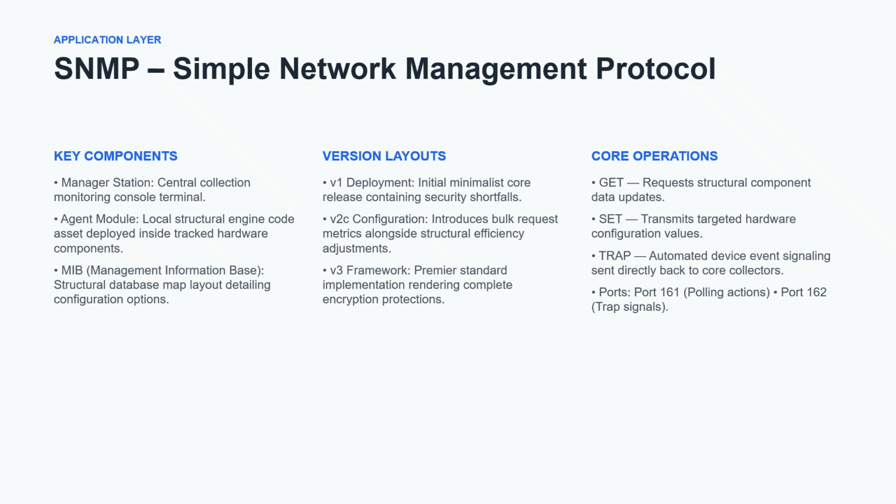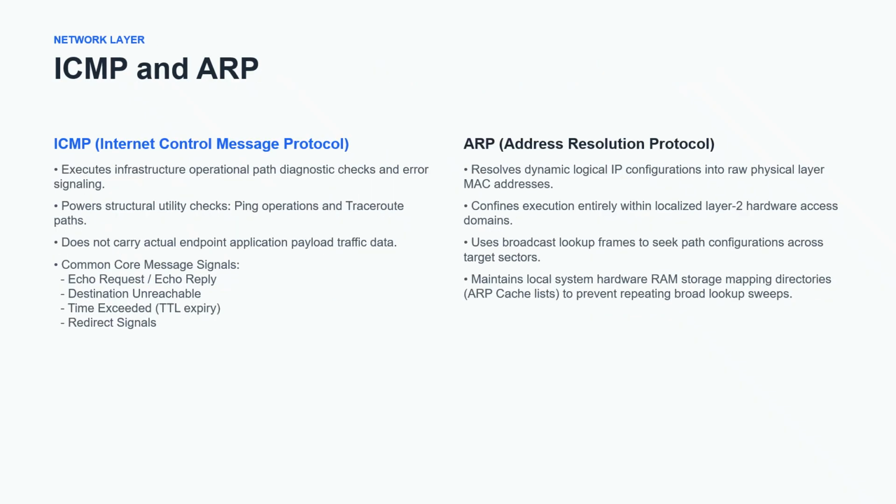SNMP has multiple versions. SNMP version 1 is the original version with minimal security. SNMP version 2C improves performance but still lacks strong security. SNMP version 3 provides encryption and authentication. SNMP operations include get to retrieve a single value, get next to retrieve the next value, get bulk to retrieve multiple values, set to modify a value, and trap for asynchronous notifications.